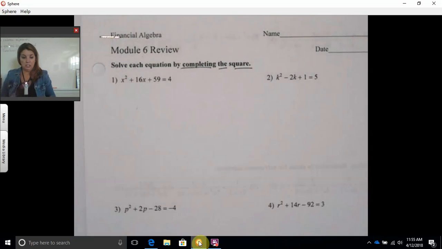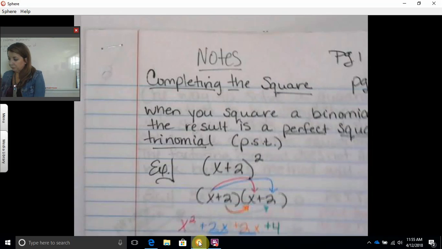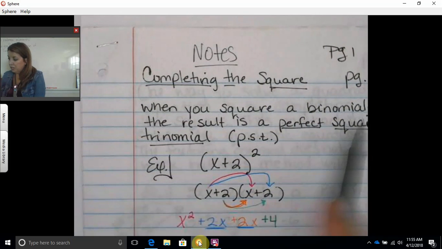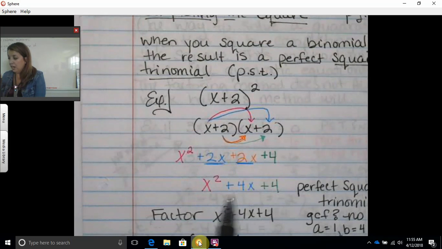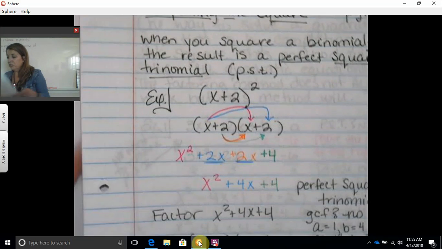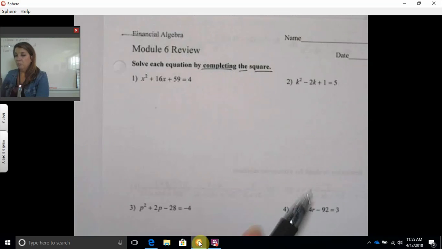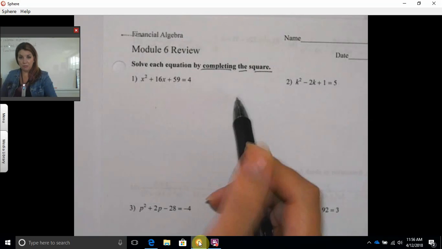Okay? So remember on your notes, when you square a binomial, the result is a perfect square trinomial. So x plus 2, quantity squared, means x plus 2 times x plus 2. When you multiply all of that out, the result is called a perfect square trinomial. When you're solving by completing the square, you're trying to create a perfect square trinomial.